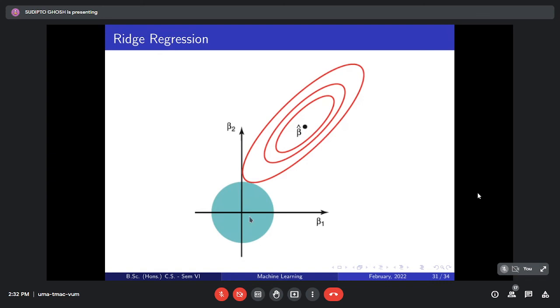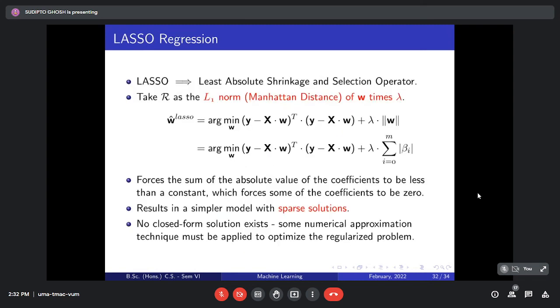The other method and the last topic that I am going to touch today will be the lasso regression. Lasso means the least absolute shrinkage and selection operator. In this method, we take the L1 norm, that is the Manhattan distance, as the regularization term: the L1 norm of the W vector times lambda, which is again some scalar value that you can take. L1 norm is just the absolute sum of all the elements.